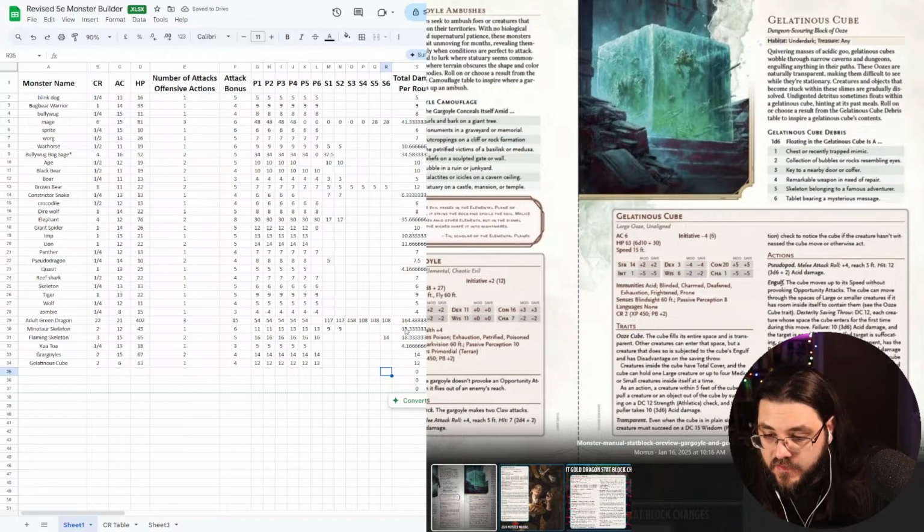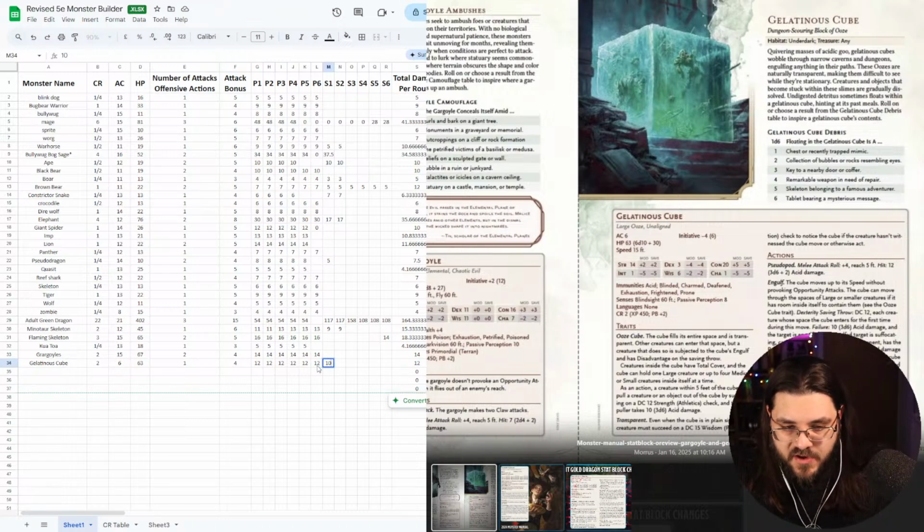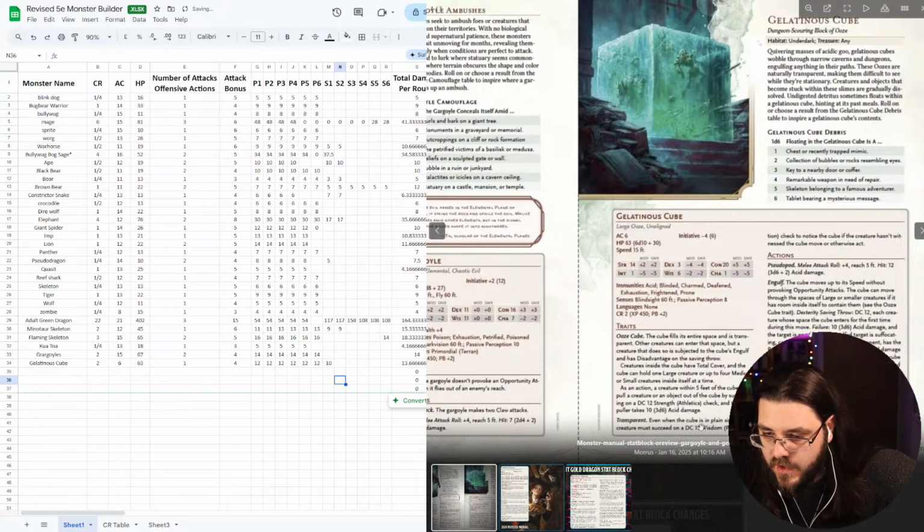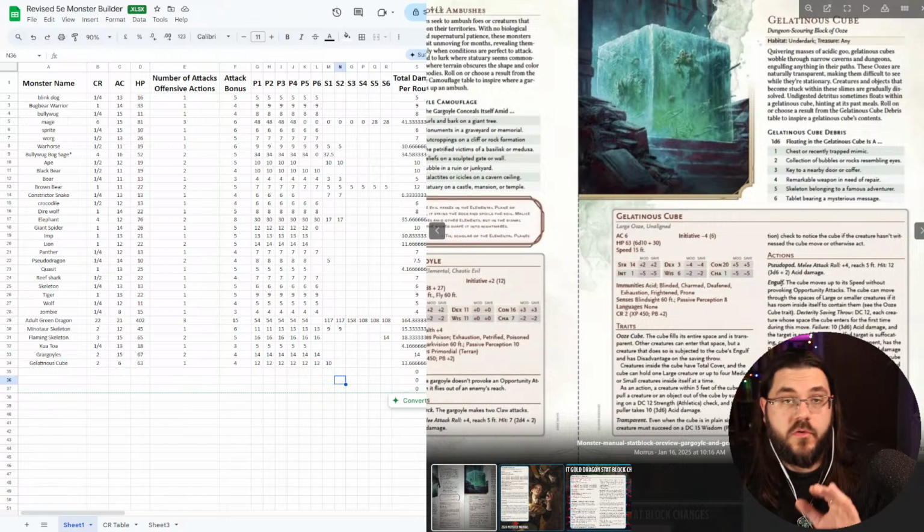The puller takes 10 damage. So we're going to assume that someone's going to be inside the cube at least once for 10 damage. And then even in plain sight, after DC 15, there's another DC 12 there, another DC 12 there. So we're going to assume DC 12 as the average.